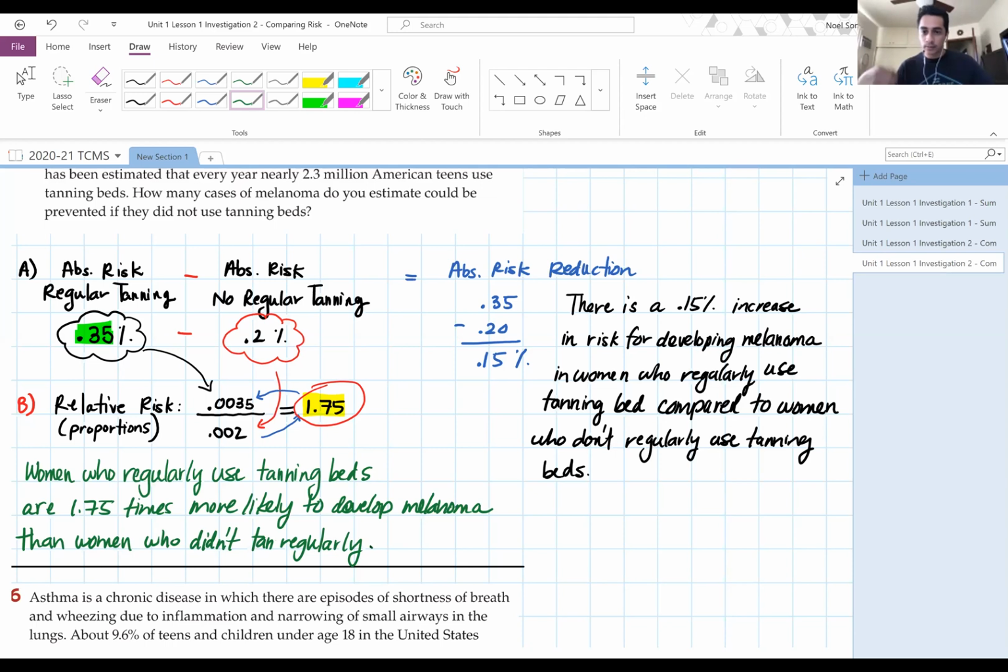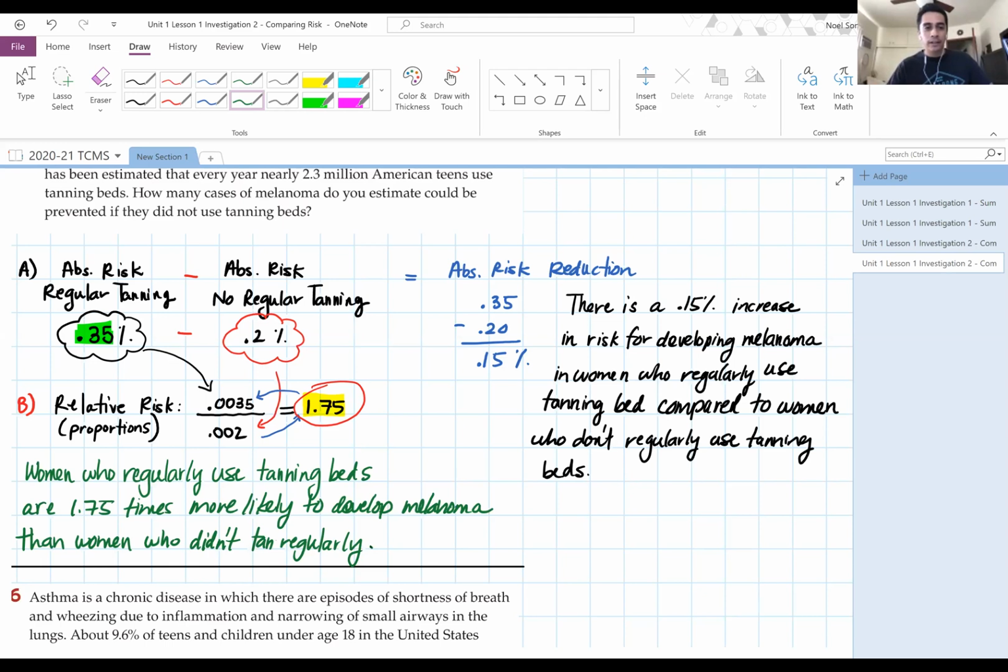So Angel, the 0.15 increase, that's more so with absolute risk reduction, right? Because that tells us the difference. So there is a percentage increase. With absolute risk reduction, you always talk about the percentage increase, versus relative risk, which tells you how many times more likely, by a multiplicative factor.